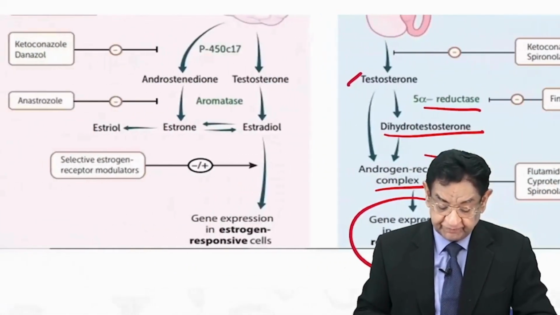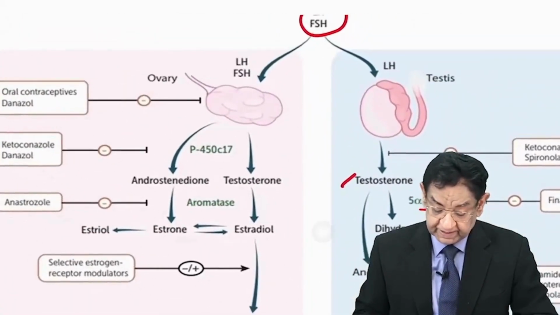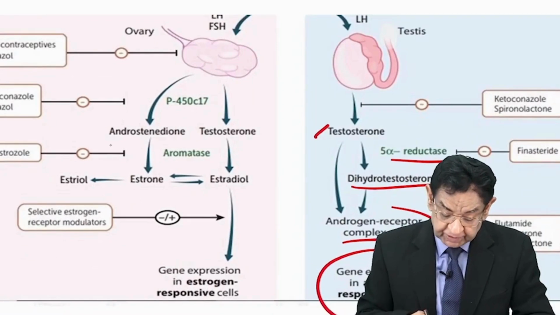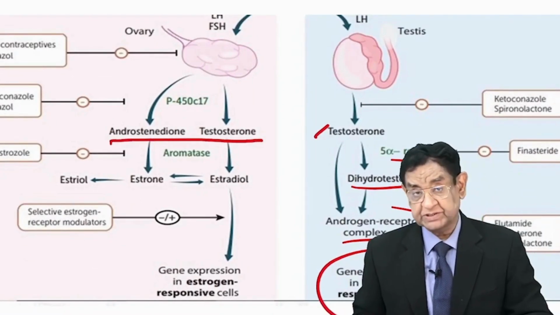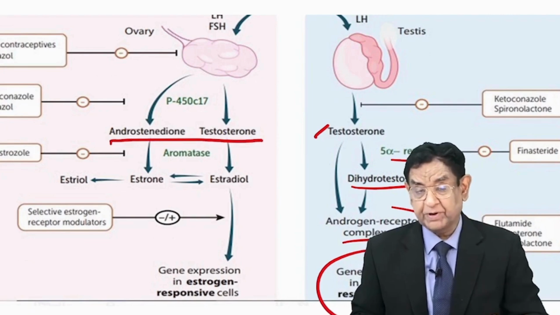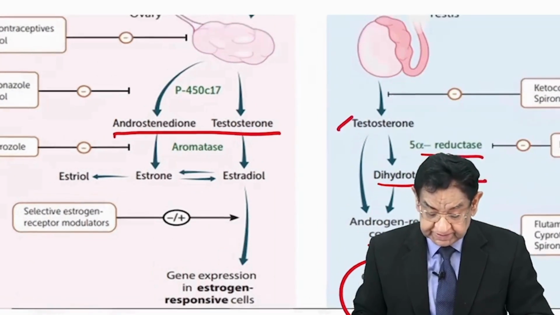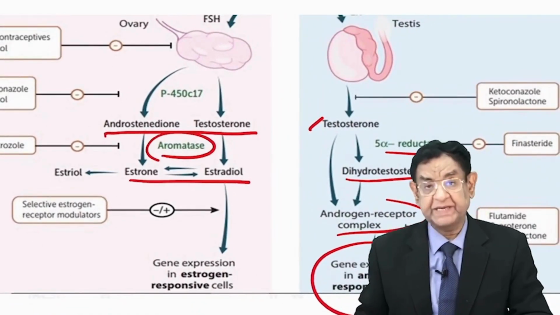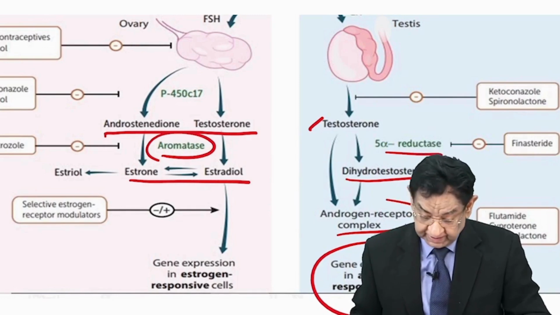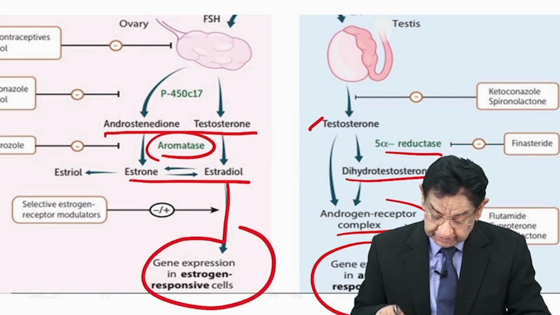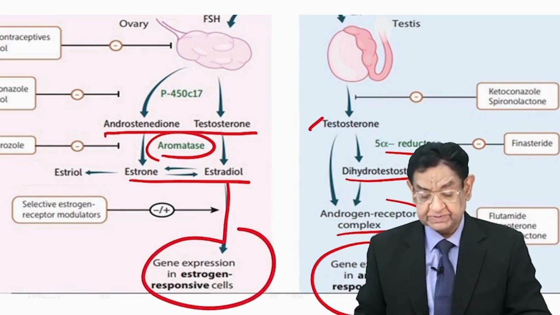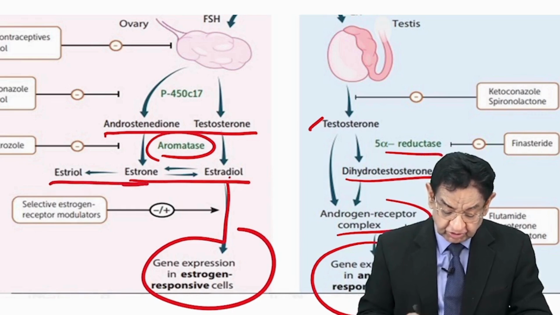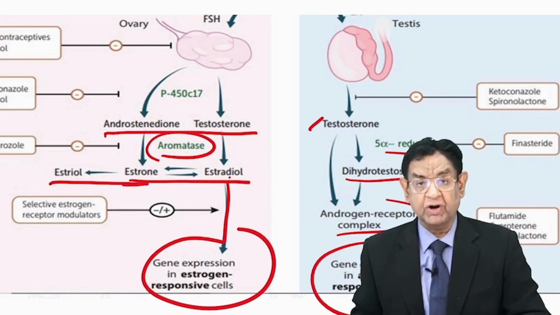But what happens in females? In females, LH and FSH act on the ovary. Ovaries secrete androstenedione and testosterone. This is a very, very important point. These are converted into estrone and estradiol via aromatase, and these are going to act on the estrogen responsive cells. Estradiol is converted into estrone and estrone is converted into estriol.